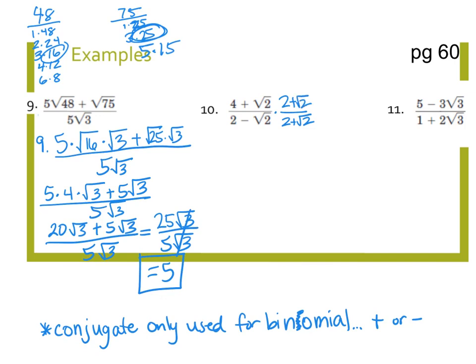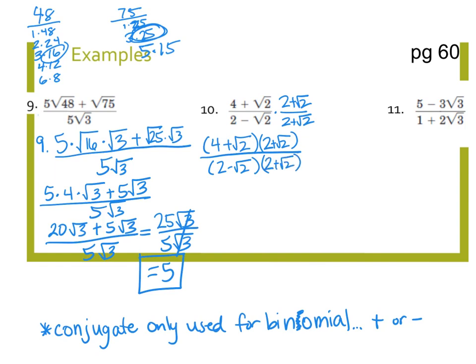To multiply, I have to distribute. I'm going to write that out: 4 plus the square root of 2 times 2 plus the square root of 2, divided by 2 minus the square root of 2 times 2 plus the square root of 2.